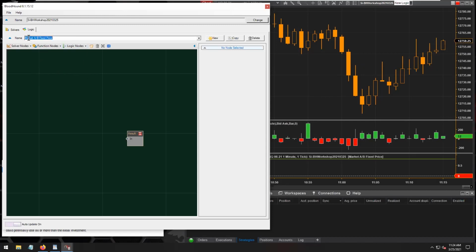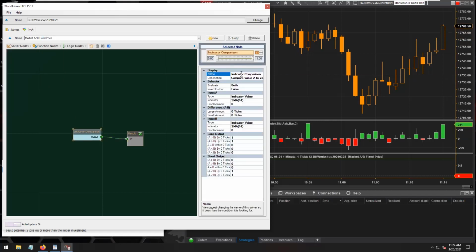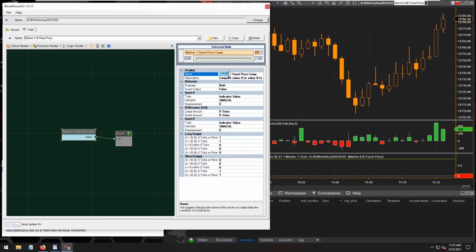So we just want to check if the market is above or below some fixed price for the day. To do that, I was thinking of the threshold solver, but the comparison solver is actually going to be much easier to set up. So let's grab a comparison solver. Okay, there you go. We're just going to check if the market price is above or below some fixed price.